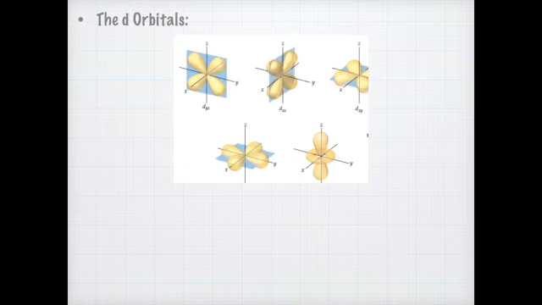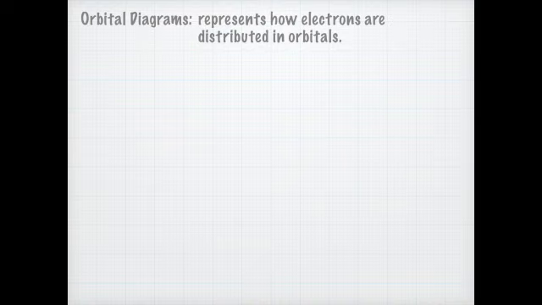For d, for example, if you have a 3d sublevel, there are 5 different 3d shapes that electrons are most likely going to be found in. That does not guarantee that they're going to be within that region. That is where you find the greatest density of electrons, within that shape. The orbital diagram simply represents how electrons are going to be distributed in orbitals.